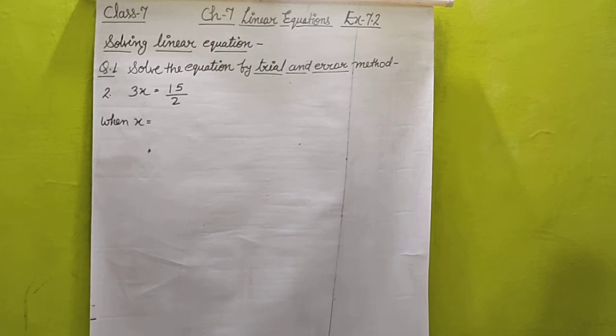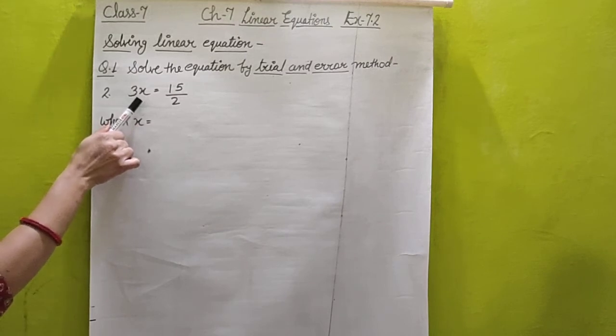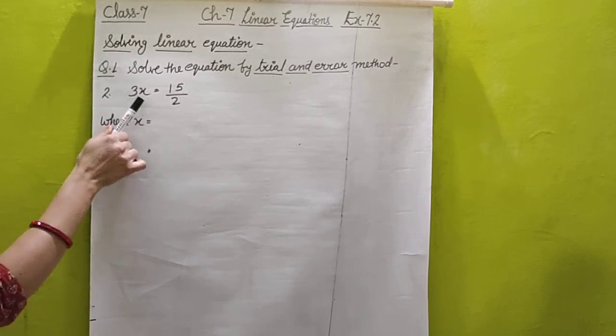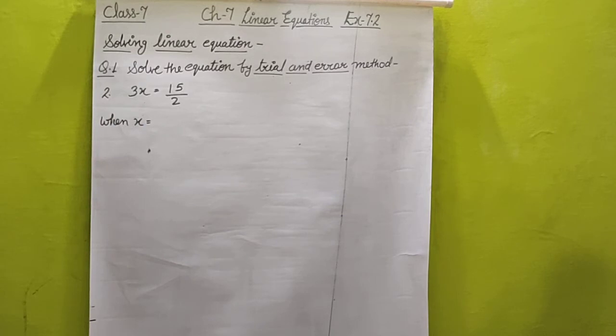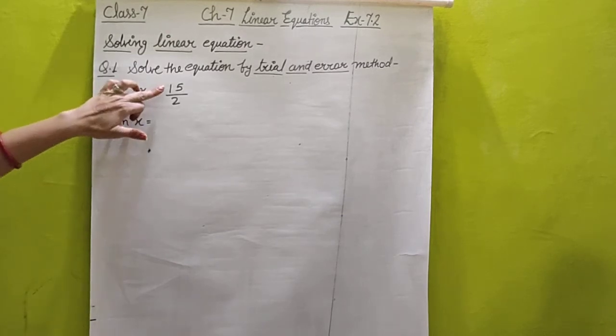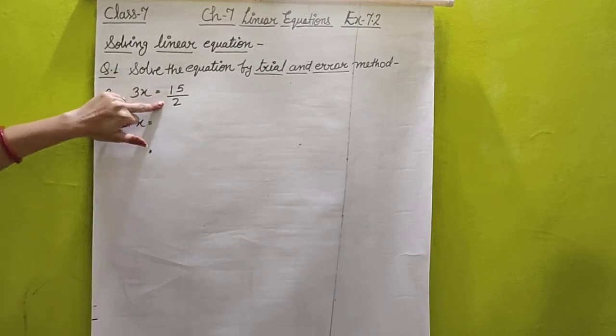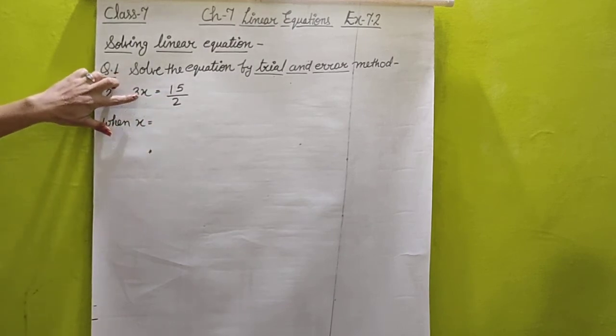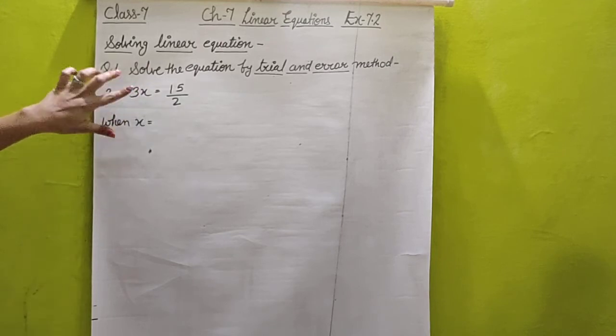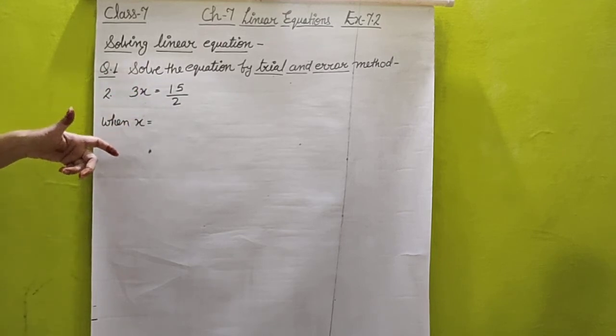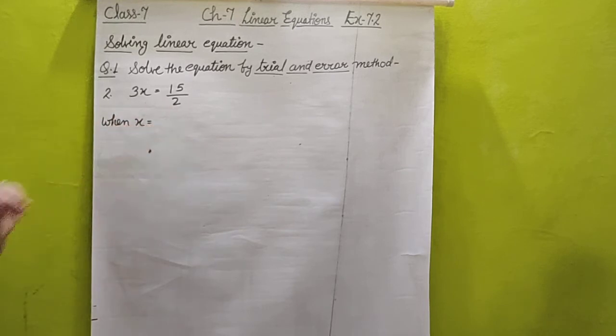Students, now part second, 3x is equal to 15 upon 2. Here we are to put the value of x so that it should be 15 upon 2. As you know, the RHS part is in fractional form, 15 upon 2. So here also, in place of x, we are to write a fractional value that contains denominator 2.